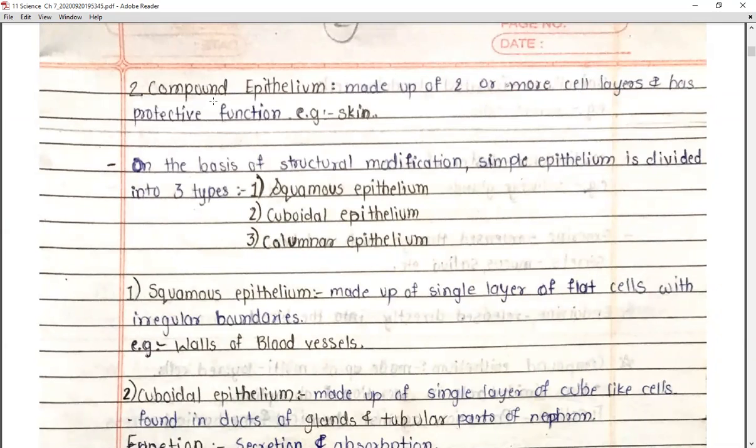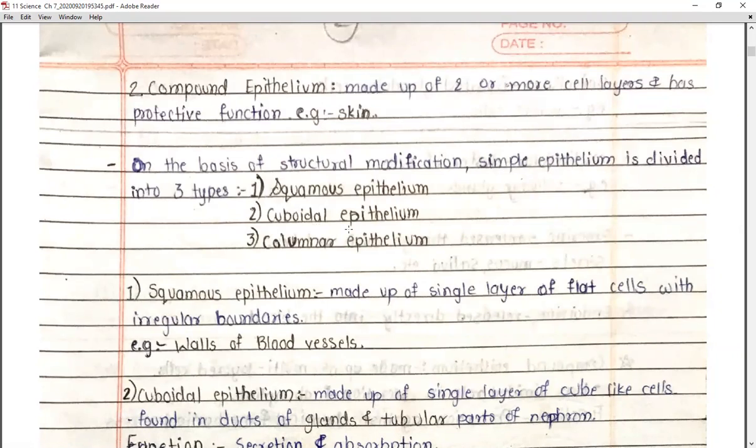Second is the compound epithelium, and the compound epithelium is made up of two or more than two cell layers. So here there will be more epithelial cell layers. In simple, there was a single layer of epithelial cells, right? Here the compound epithelium is made up of either two layers of epithelial cells or more than two layers. And the function of this compound epithelium is protective. That is, it provides protection, and the example of it is skin. Your skin has so many different layers, right? There are five distinguished layers of your skin. Total there are seven, but initially we can simply say the five main, right? And these five layers of the skin impart protection to your body.